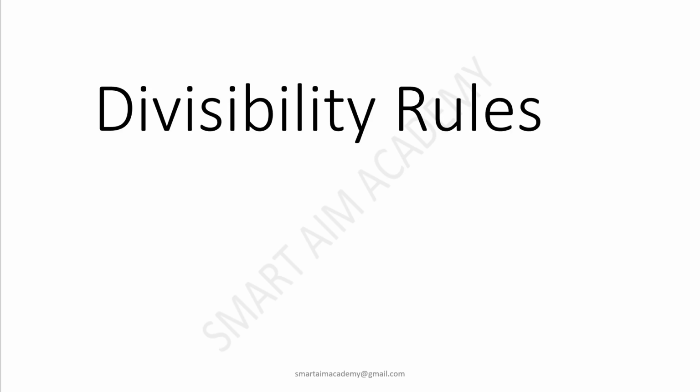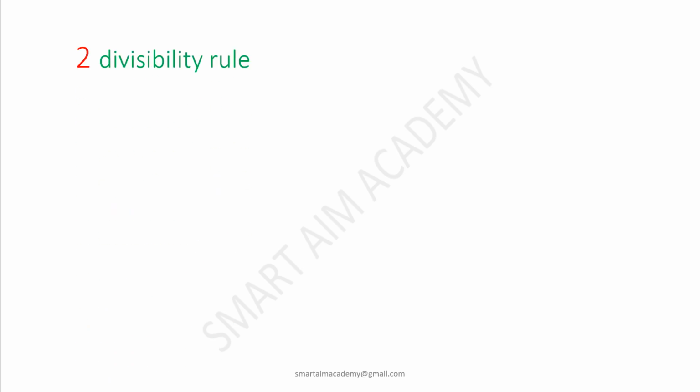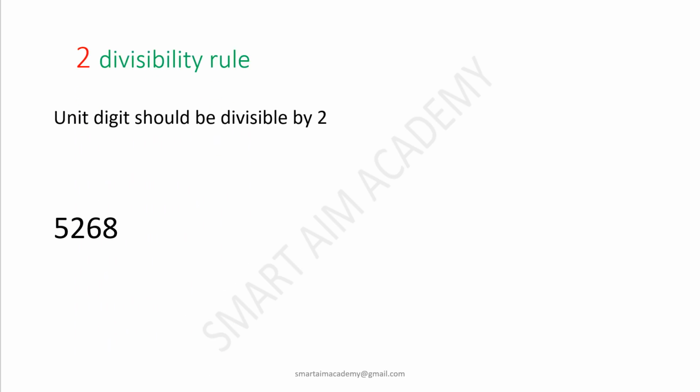Hi everyone, today our topic is divisibility rules. First, the 2 divisibility rule: the unit digit should be divisible by 2. For example, 5268, unit digit 8. 8 is divisible by 2, so the total number is divisible by 2.